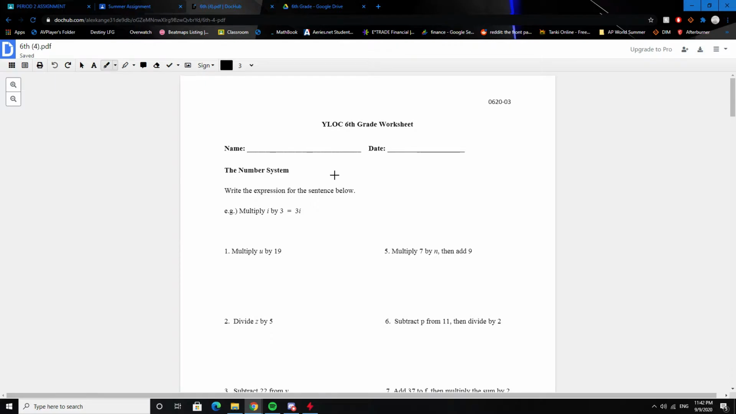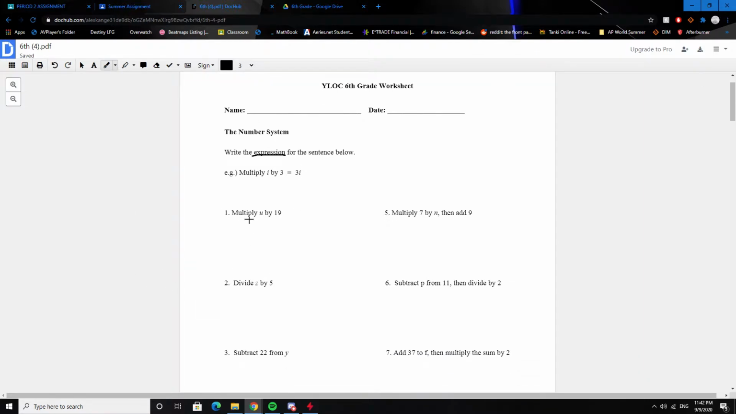So, number one, the number system. Very simple. It's just asking about expression. When you're multiplying by a variable and a number, you would always put the number in front of the variable. Always. This is how you would set it up. You never want to do this. This is wrong.